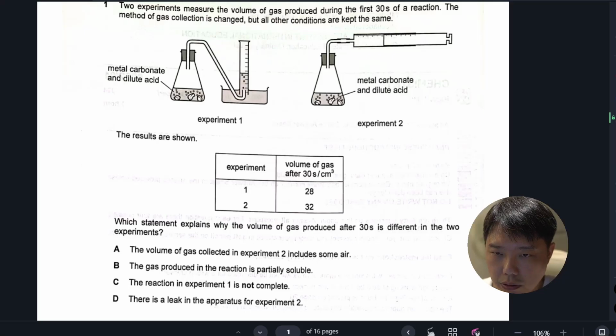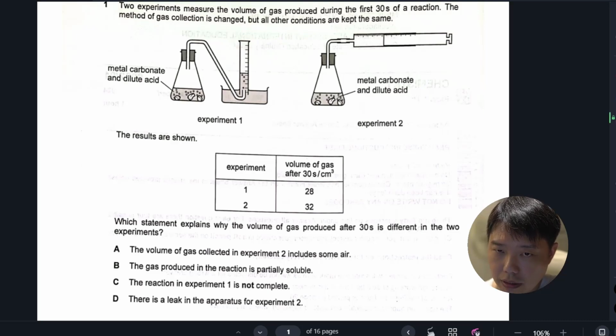Alright guys, we are going to go through today the 2024 Paper 1 MCQ for Pure Chemistry O Levels. So let's look at the first question, shall we? So they say two experiments measure the volume of gas produced during the first 30 seconds of a reaction. The method of the gas collection is changed, but all other conditions are kept the same.